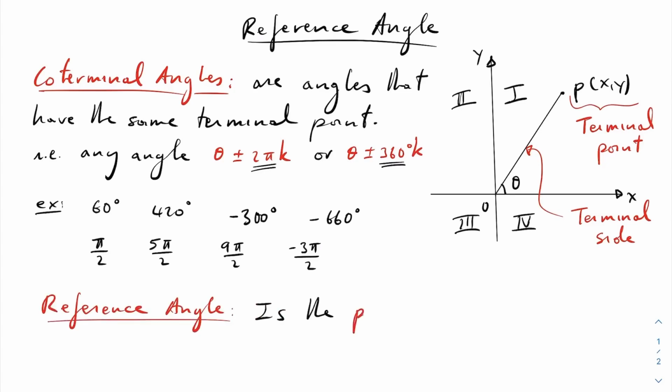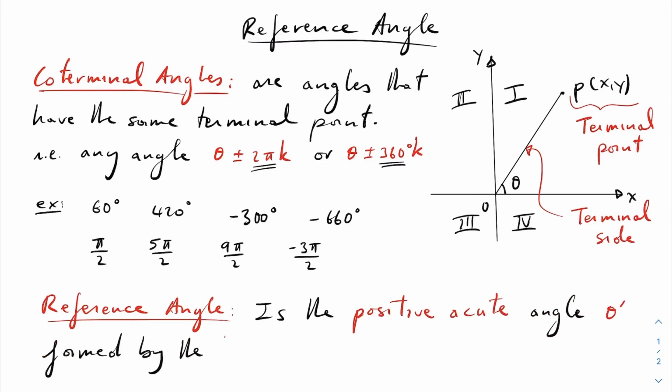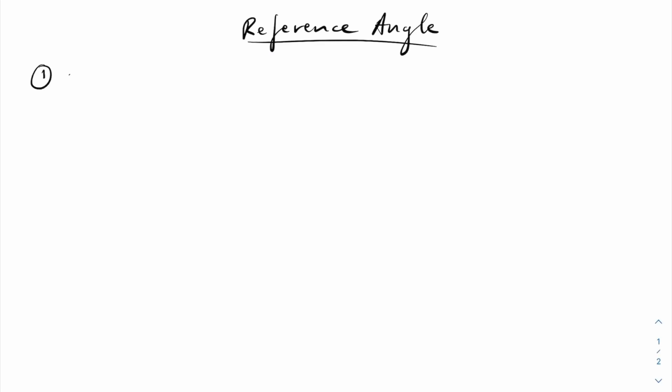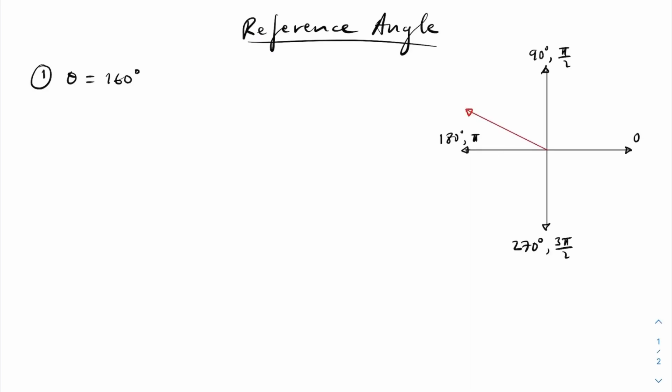Alright, so with that, let me give you the definition of a reference angle. A reference angle here is going to be the positive acute angle, let's say theta prime, formed by the terminal side of the angle theta and the x-axis. And so let me give you some examples here so you can see what I'm talking about. So if you have the angle theta equals 160 degrees, then this particular angle will be sitting on the xy plane right about here. And so as you can see here, the angle theta prime right here that is formed by the terminal side of this angle 160 degrees and the x-axis is what is known as the reference angle.